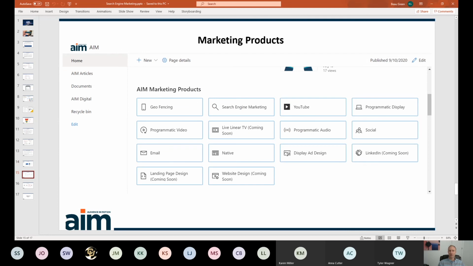And below the articles, there's actually information about our specific products. As you can see, we have LinkedIn coming soon. We have website design and landing page design coming soon. And the other products are what we currently offer. And you can see right there, there's search engine marketing. So if you click on that, you can find some more information about what we talked about today.